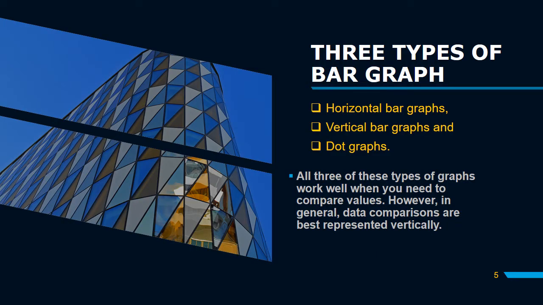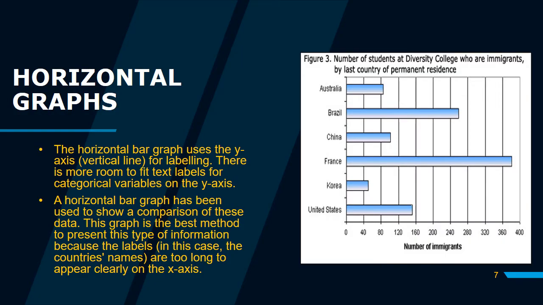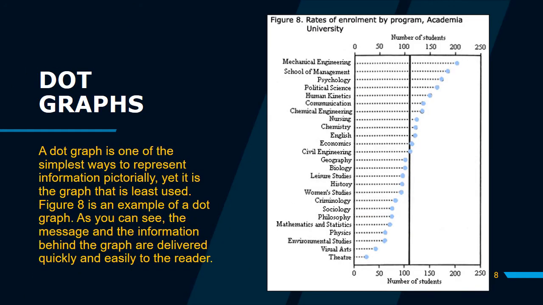Three types of bar graph. This shows horizontal graphs. The horizontal dot graphs. A dot graph is one of the simplest.